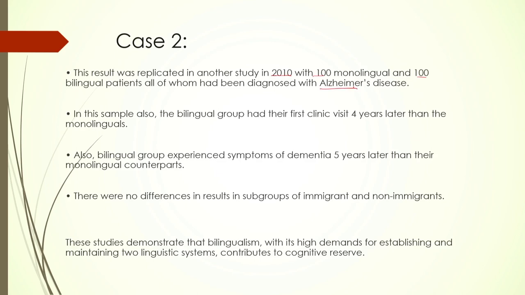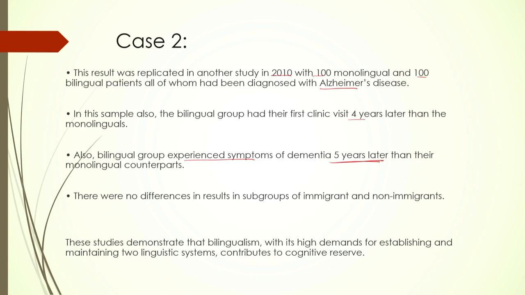In this sample too, the first clinic visit by the patients showed a gap of 4 years. So, the monolinguals visited the clinic 4 years earlier than the bilinguals. And also, the bilingual group experienced symptoms of dementia 5 years later. There is a slight difference here between when you start experiencing the problem versus when you visit the hospital.